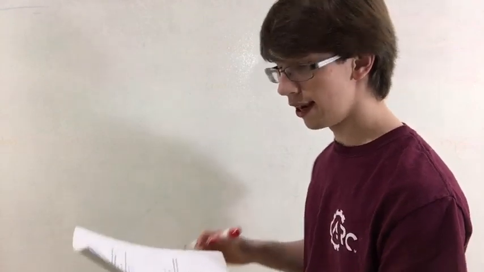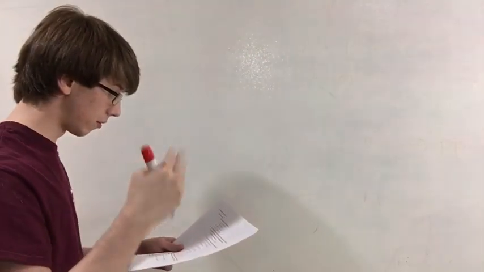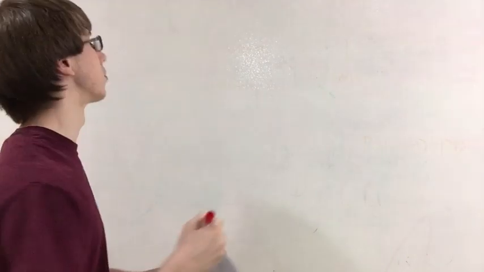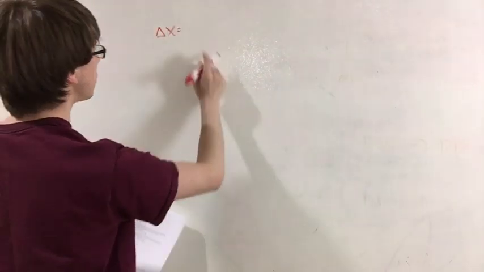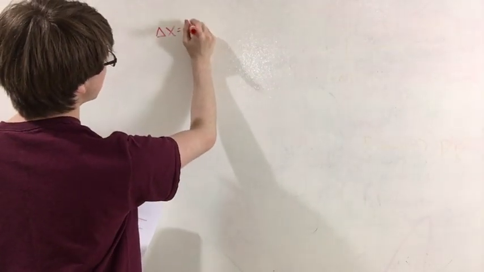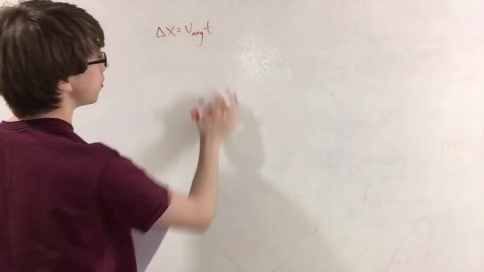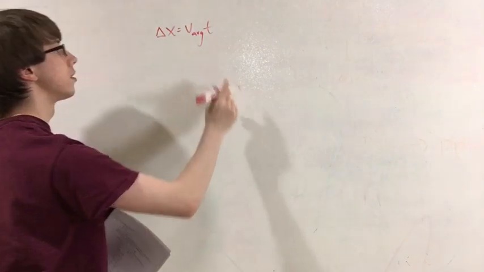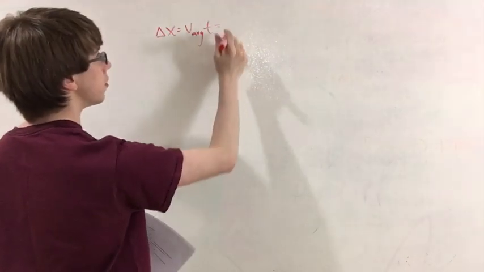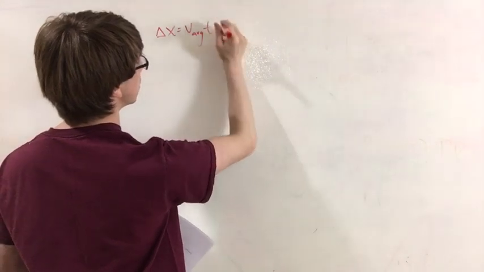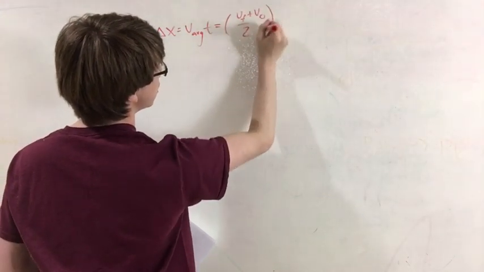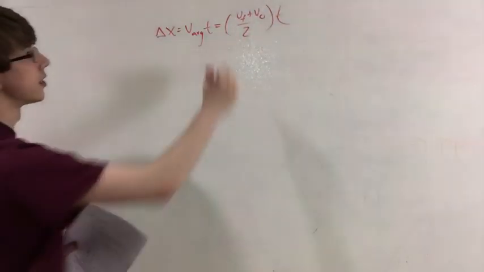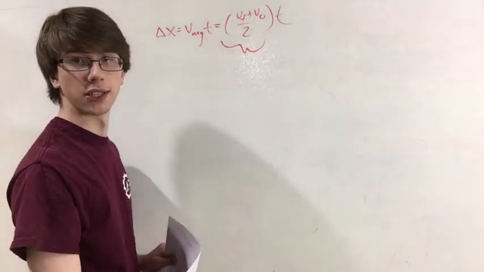The next one is going to be your first displacement equation. So that's going to be your displacement is equal to the average velocity times the time. Which is the same thing as your final velocity plus your initial velocity divided by 2 times the time. This is your average velocity.